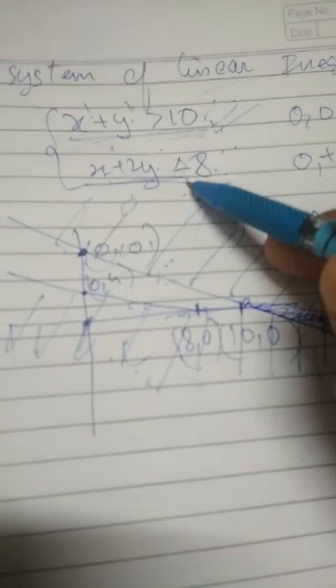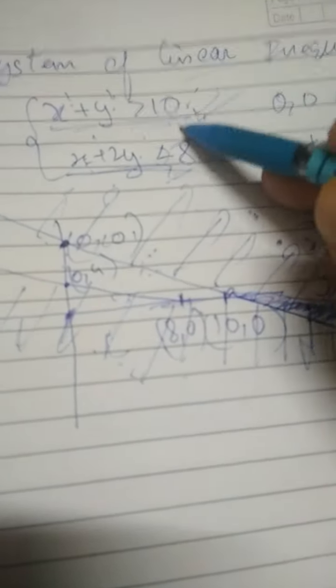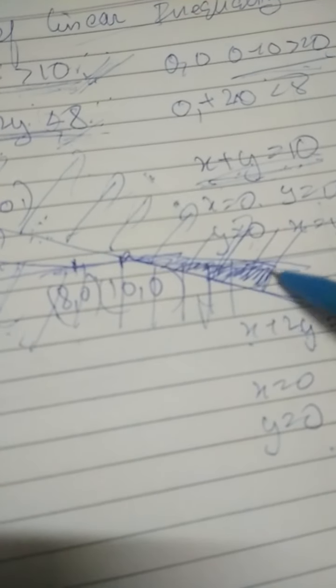This is not a common region. It is only the solution to the second equation. This is only the solution to this first equation. But this region comes in the solution to both the equations. So this is a common region. So this is the solution to this system of linear inequalities.